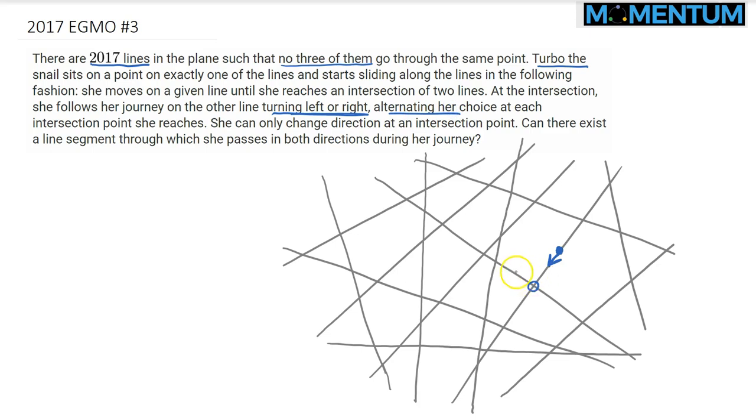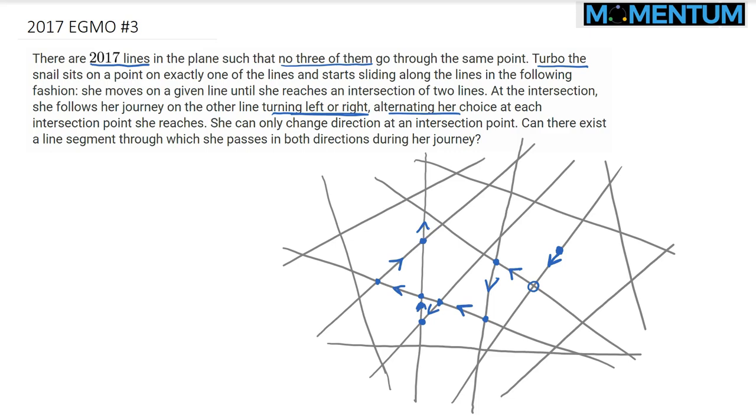So suppose that she takes a right turn at this junction. And then the next junction is this one, so she will have to make a left turn and so on. This is the next junction, so she will make a right turn. The next junction, she will make a left turn. Next junction, right turn. Next junction, left turn. Junction, right turn. Junction, left turn, and so on.